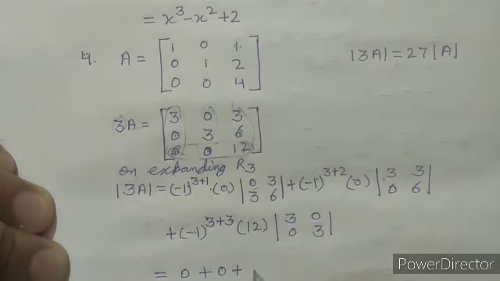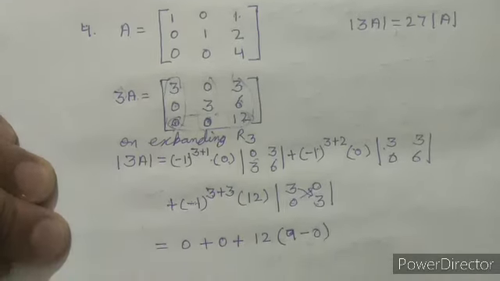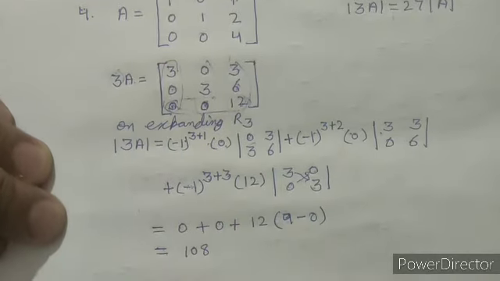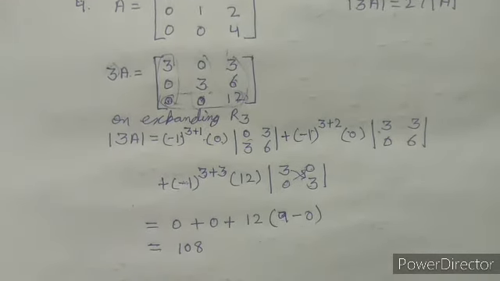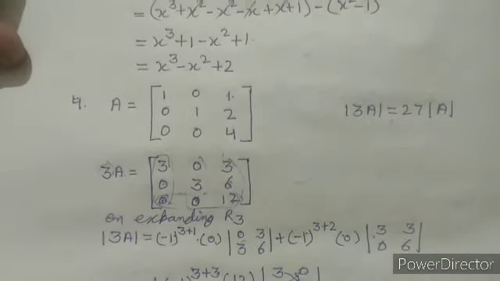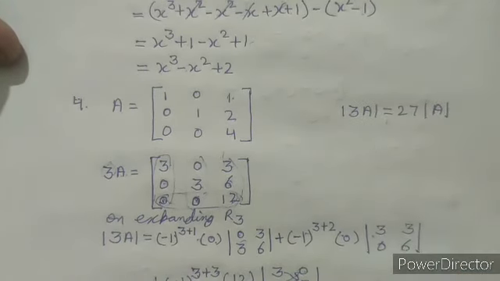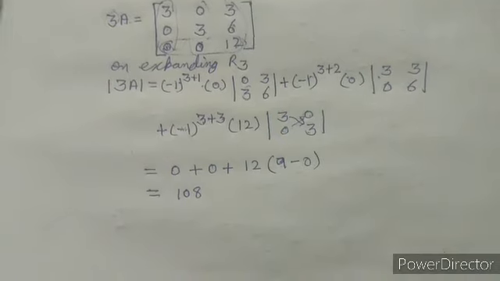1 into 12 will be equal to 12, and the determinant of 3 0 0 3 will be 3 into 3, 9, minus 0 into 0, which is 0, and that will give us the determinant as 108. Now the value of determinant 3A is 108. After that we have to find 27 into determinant A.